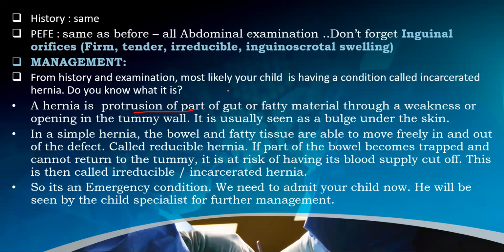Well, a hernia is a protrusion of part of the gut or fatty material through a weakness or opening in the tummy wall. It is usually seen as a bulge or a lump under the skin in the groin area. In a simple hernia, the bowel or the fatty content are able to move freely in and out of the defect, which we call a reducible hernia. But if somehow part of the content becomes trapped and cannot return to the tummy, then it is at risk of having its blood supply cut off.